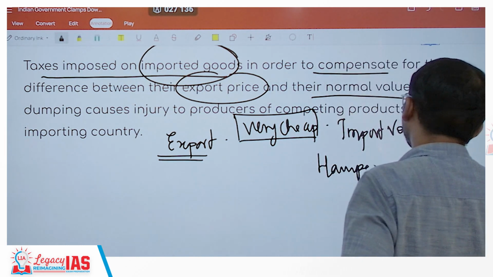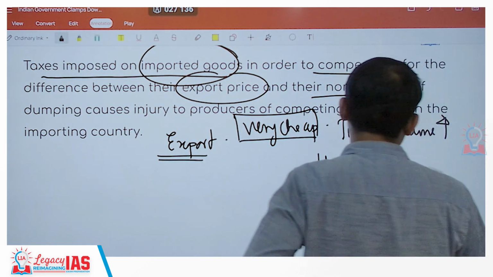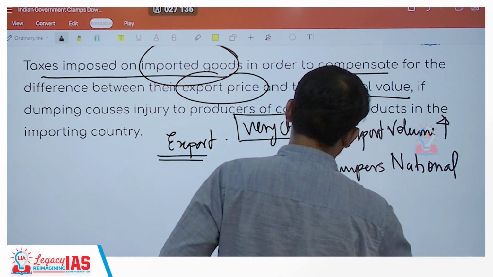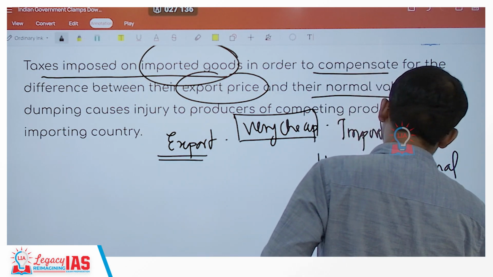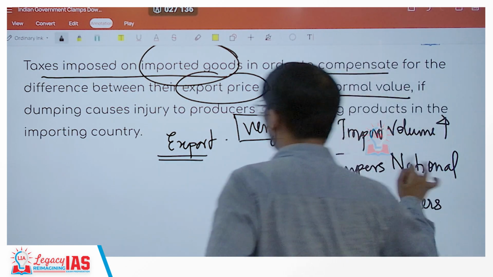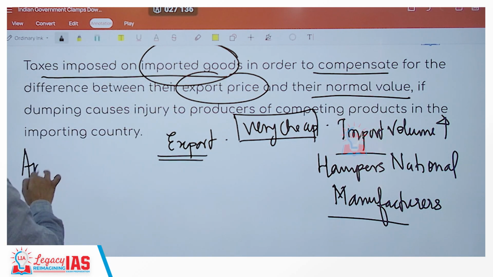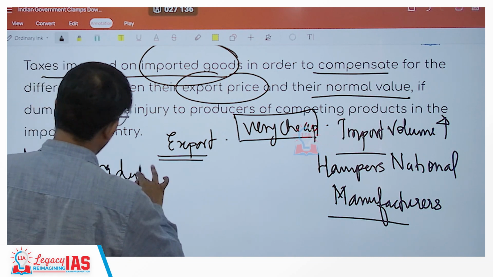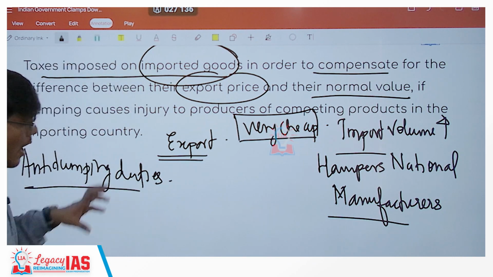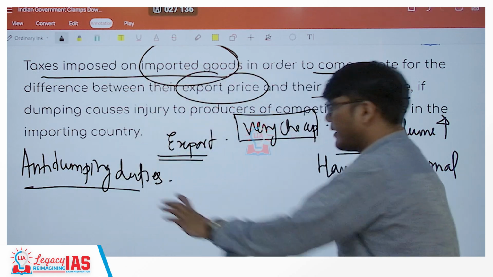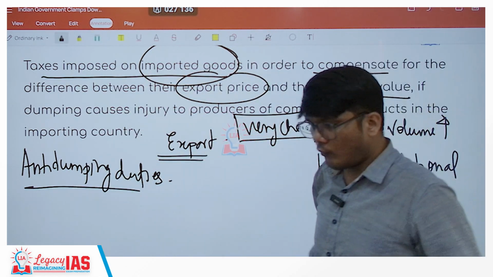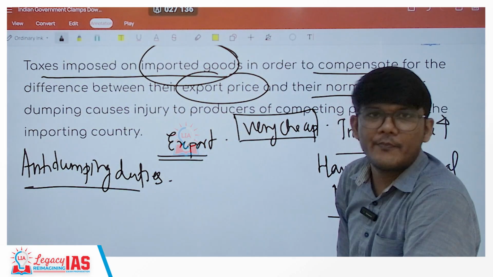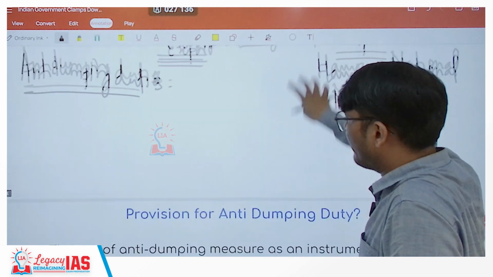Also it hampers, you can say, national manufacturers, and hence the government would come up with anti-dumping duties, and a proper research would be done as to what is the actual rate of this product in the market and how cheap they have made it. So whatever the difference, that amount of anti-dumping duty would be imposed on that product. That is your anti-dumping duty.